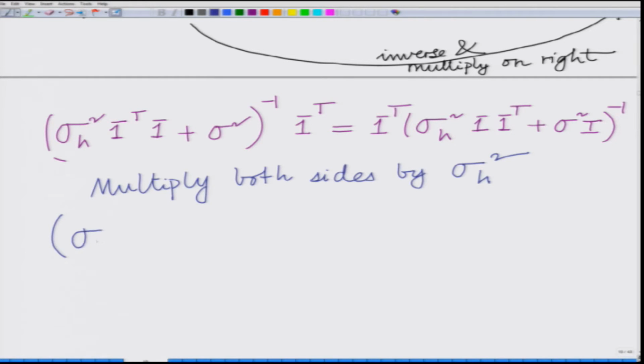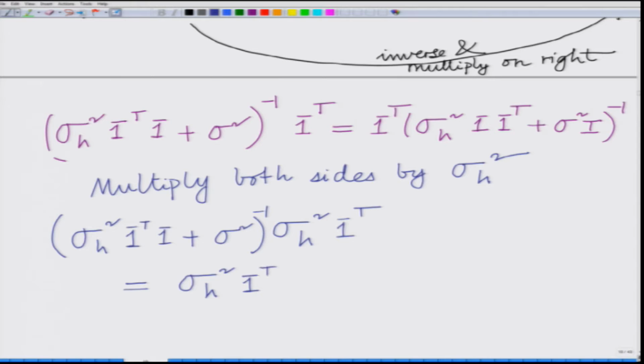So, I can place it appropriately anywhere. So, sigma h square 1 bar transpose 1 bar plus sigma square times 1 bar transpose equals, and I am multiplying by sigma h square. So, I can just insert the sigma h square over here, sigma h square into 1 bar transpose. This is equal to the RHS, which is sigma h square 1 bar transpose times sigma h square 1 bar transpose plus sigma square identity inverse.